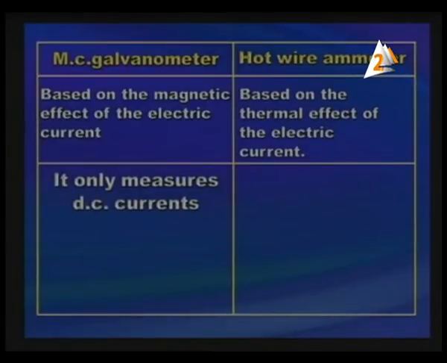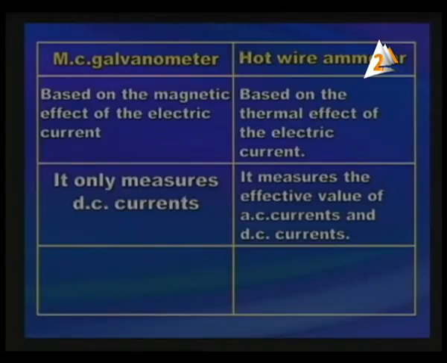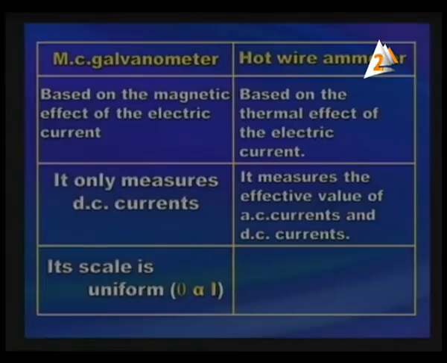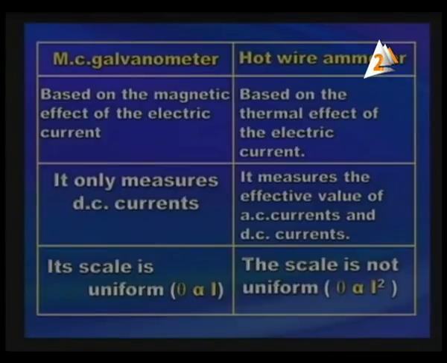Moving coil galvanometer only measures DC currents, but the hot wire ammeter measures the effective value of AC and DC currents. The scale of the moving coil galvanometer is uniform, theta is proportional to the current to be measured, but it's not uniform in the hot wire ammeter, because theta is proportional to the square of the current, I squared.